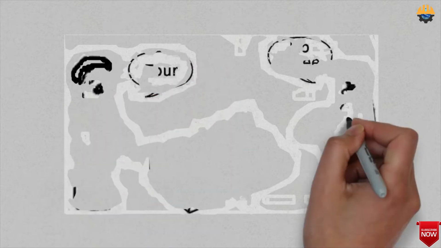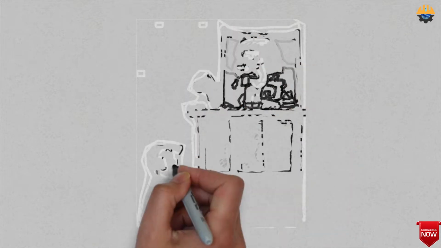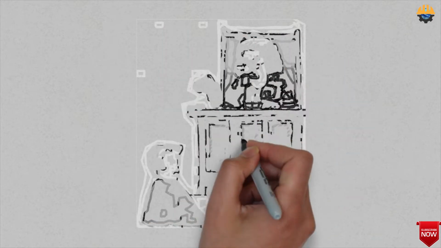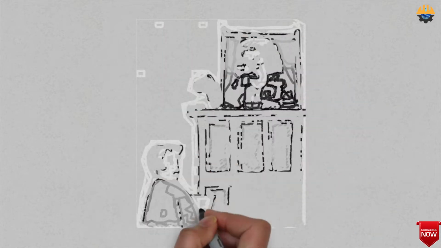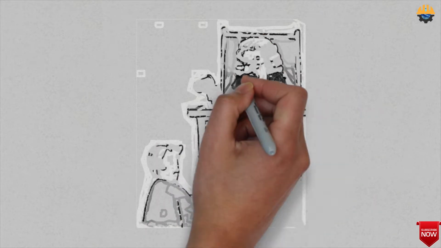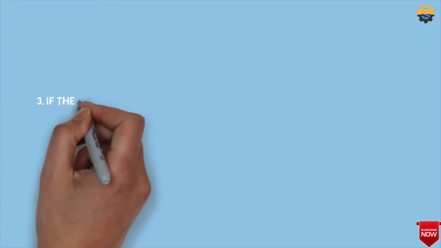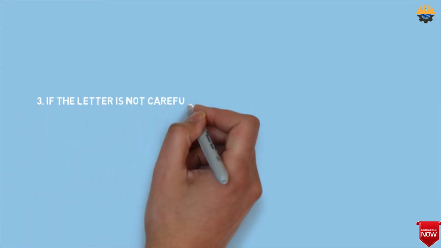It is not surprising, therefore, that some judges have condemned the use of letters of intent because of uncertainty as to the intention of the parties as expressed therein. If you Google it, you will find there are many judges who strongly condemned the use of letters of intent. So our third point is, what will happen if the letter is not properly drafted?